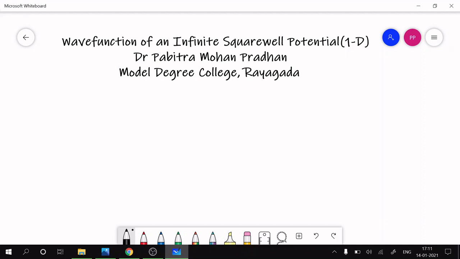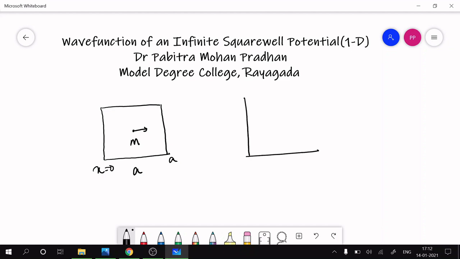Welcome to the class. Today we are going to discuss the wave function of an infinite square well potential in one dimension. For this, let's take a particle which is confined in a box of width a. The particle has mass m and is constrained to move in this box.